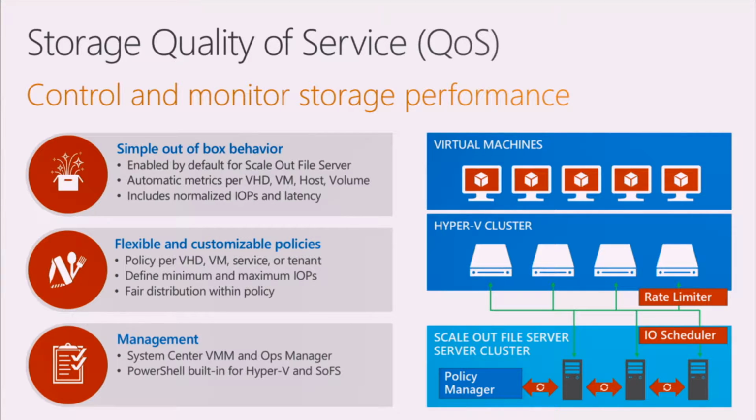Storage quality of service is controlled by an I/O scheduler living on the storage layer, and then a rate limiter talking to the storage layer, where the limitation of the virtual disk files of your virtual machines will be set on the compute layer, but controlled on the storage layer below. So the storage in this situation can be a scale-out file server, but it also can be a Hyper-V cluster with traditional SAN storage. So it doesn't require, again, you to have storage spaces to leverage this particular feature.